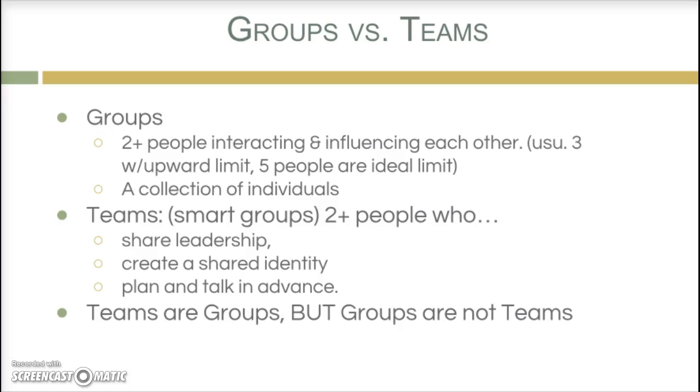Groups typically are two or more people interacting and influencing each other, and usually a group is comprised of three with an upward limit of maybe 5 people. That's the ideal size of a group. And a group is just basically a loose collection of individuals.